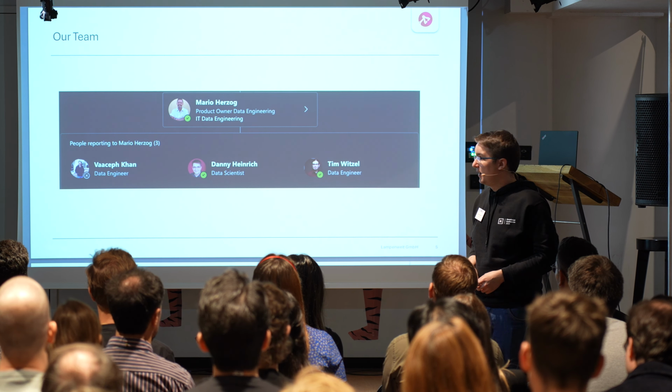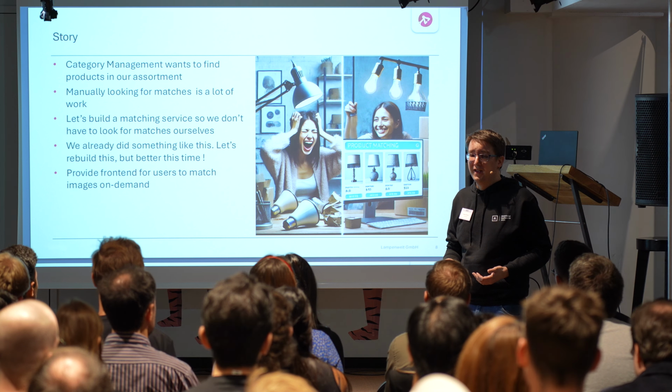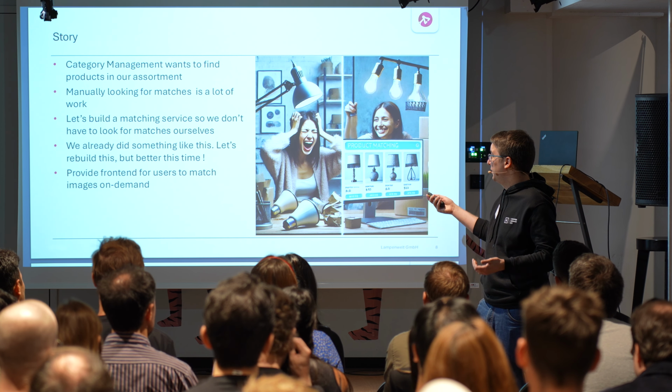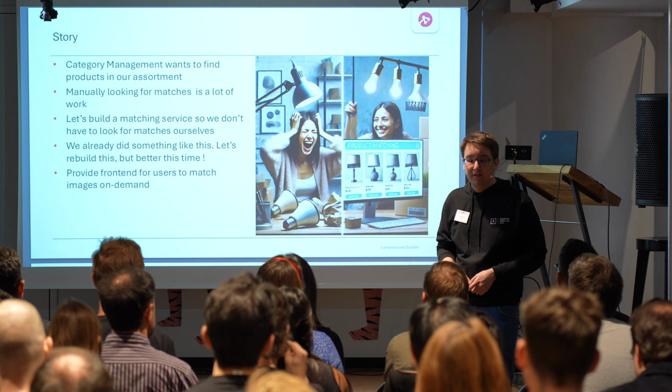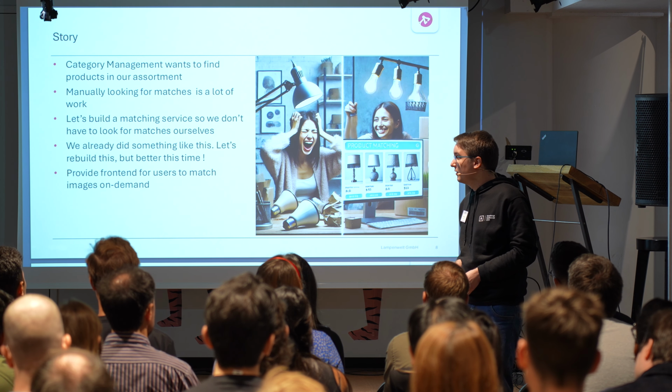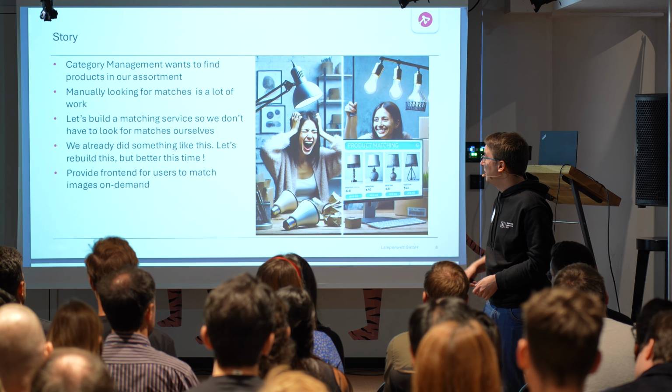So what happened? Category management basically came to us and said, we have some products we want to purchase, but we don't know if we have it in our assortment. We have 60,000 SKUs to check, so can you help us with that? And for us, we don't really want to do that either. We don't want to check 60,000 SKUs, so what we do instead, let's build something. Let's build a matching tool, which is self-service, which you can use on your own. You just have to upload images, and you get, if available, matches from our own assortment.